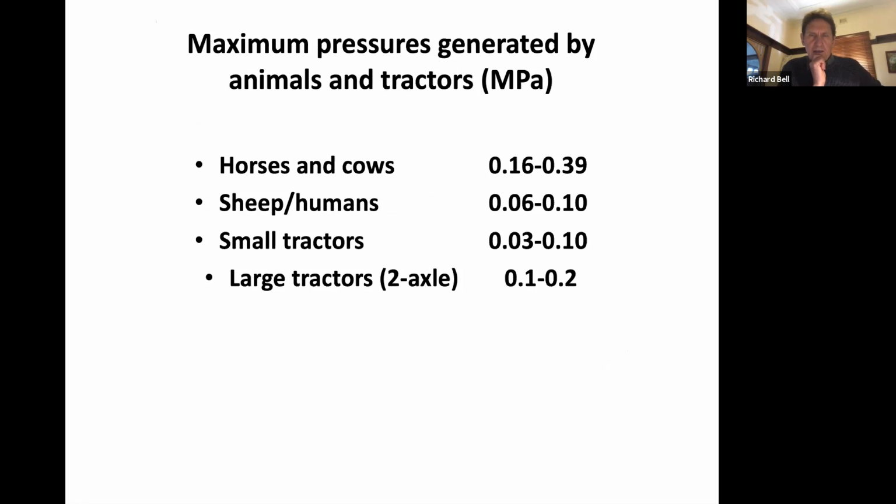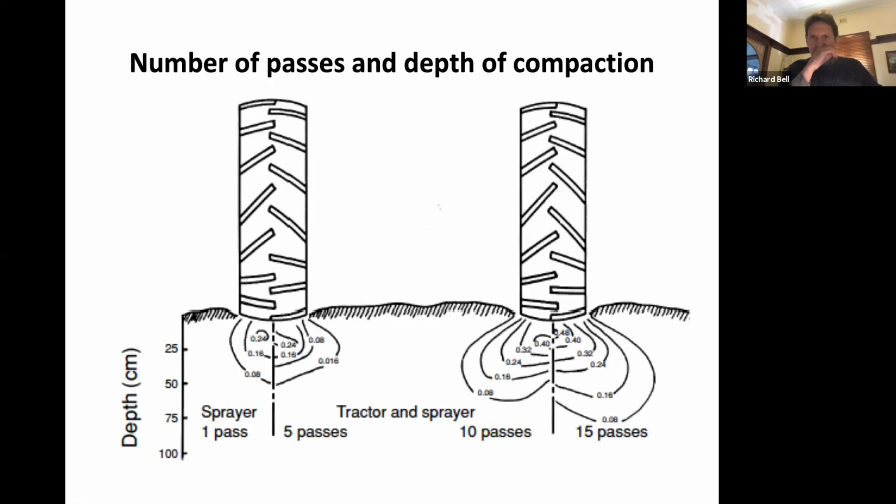This is an indication of the different pressures that animals and machinery can cause. And you can see that horses and cows, under their hooves, can actually create the same amount of pressure that a large tractor does. With sheep and humans and small tractors, the pressure is not quite as much. And the compaction in these layers is very much influenced not just by weight, but also by the number of passes. And it's a cumulative sort of thing.